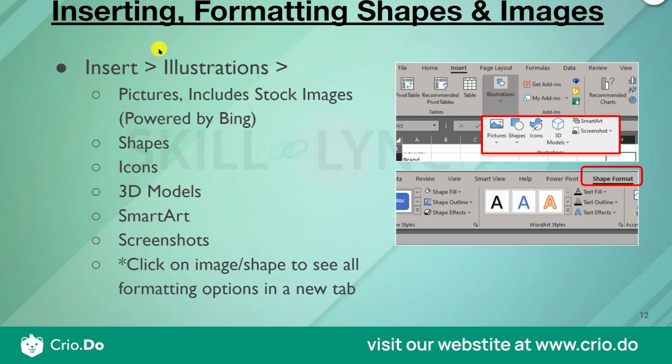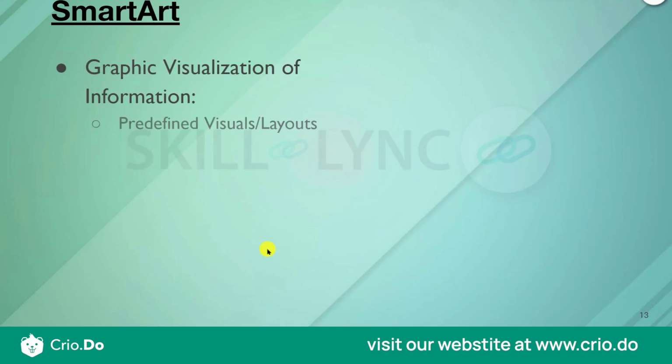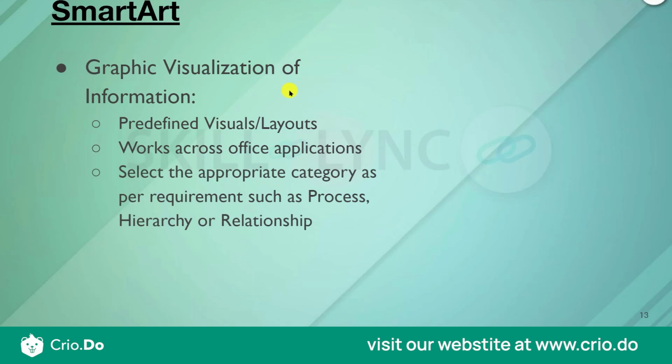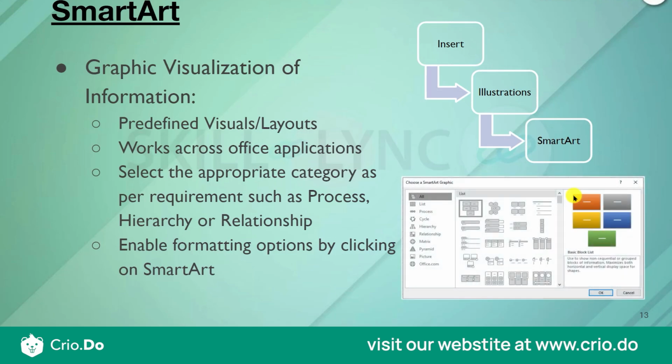So what we have covered: insertion, formatting of the shapes and the images. Pictures include stock images powered by Bing, shapes, icons, 3D model, Smart Art, screenshot, that we all covered here. Smart Art was the graphic visualization of the information, predefined visuals, layouts, work across Office applications. Select the appropriate category as per requirement, such as process, hierarchy, or relationship. Enable formatting options by clicking on Smart Art. So insert, illustration and the Smart Art. So you can choose it from there.